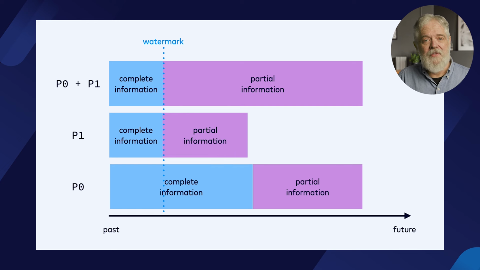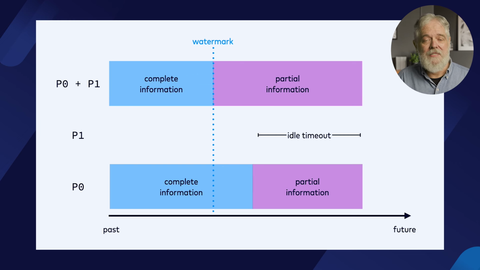The way to prevent your Flink jobs from getting stuck is to specify an idle timeout. Once the idle timeout has elapsed, the inactive stream is marked idle, and the watermark for the combined stream will stop waiting and resume making progress.